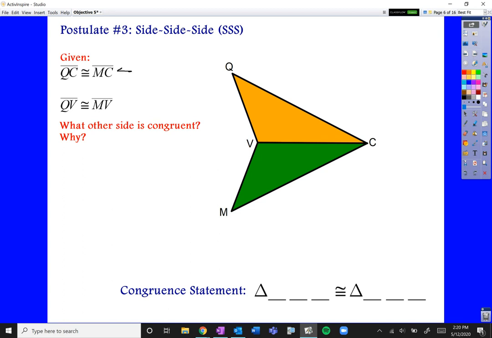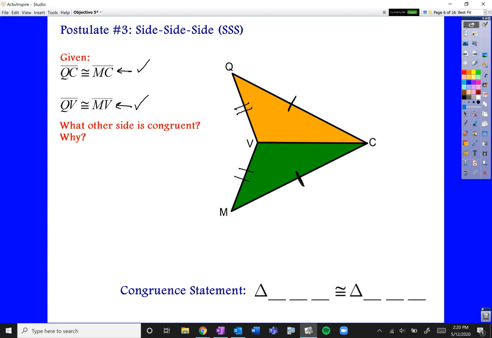So let's put in some tick marks here. Side QC is congruent to MC, so I'll use a single tick mark. QV, I'll use a double, is congruent to MV. But here's the thing, guys. We don't have any other given information.